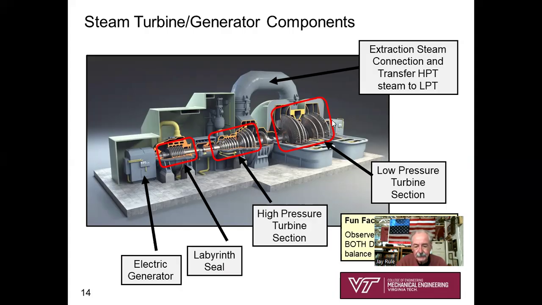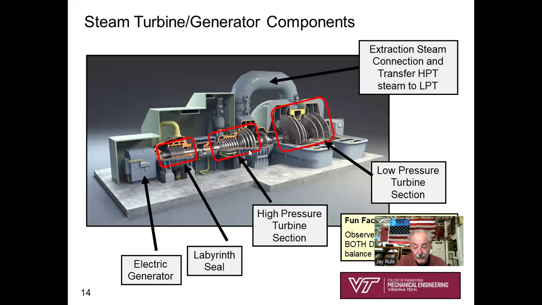Notice how all these stages are all driving one single shaft. That's one thing important to realize. Here's the electric generator. Because we're going into the high pressure turbine at very high pressure, here is a seal. We have to seal the shaft off from the surroundings. And so this pretty complex looking thing is the labyrinth seal that seals the high pressure steam away from the surroundings so we don't have leakage.